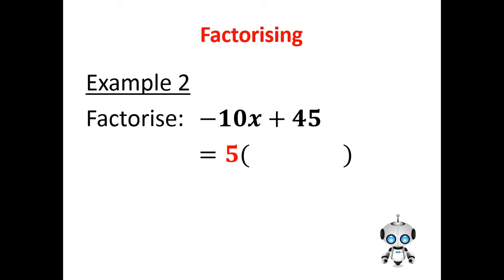So 5 times something must make negative 10x. So 5 times negative 2x will make negative 10x. We see a plus. And now we say 5 times what makes 45. 5 times 9 makes 45. So our final expression is written as 5 bracket negative 2x plus 9.